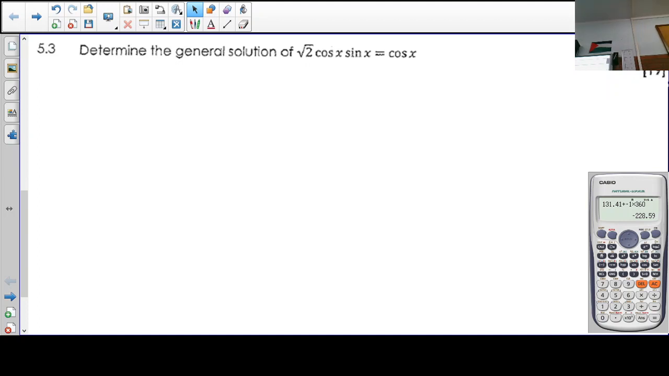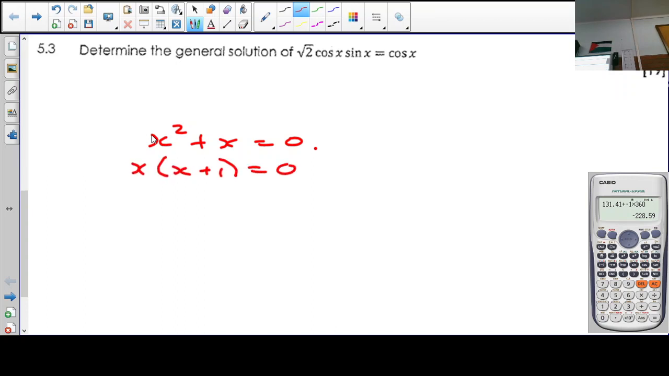This question says determine the general solution. Okay, remember, we can never divide by a variable. Okay? You have x squared plus x is equal to 0. If this was the question, x squared plus x equal to 0, how do we solve for x here? Common factor. Do I ever divide by x here? Huh? So x equal to 0 or x equal to negative 1. I never divide by x. So why do you want to divide by cos here?